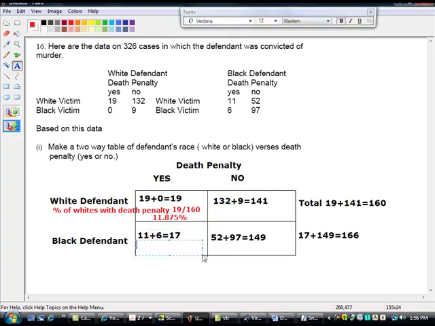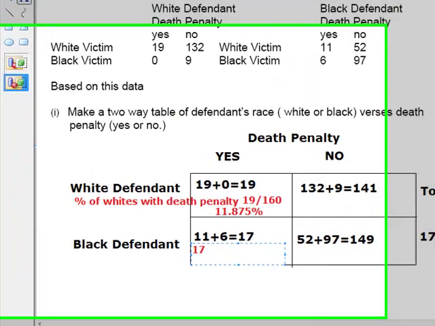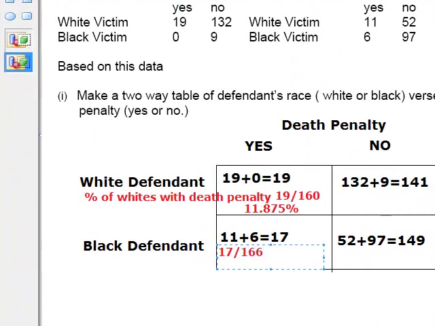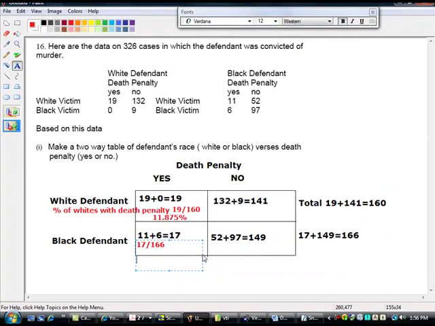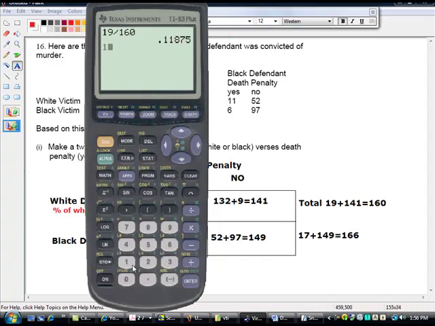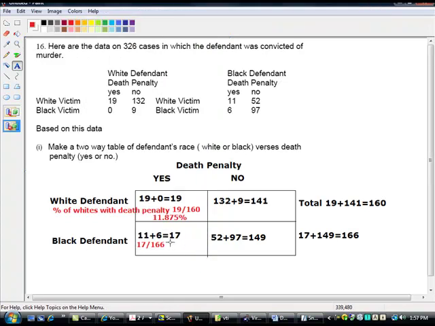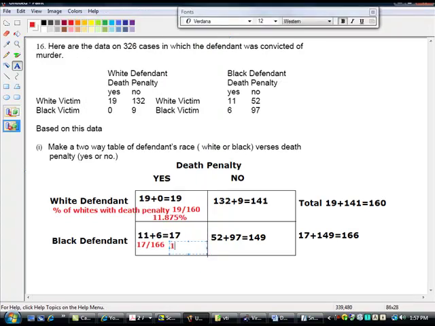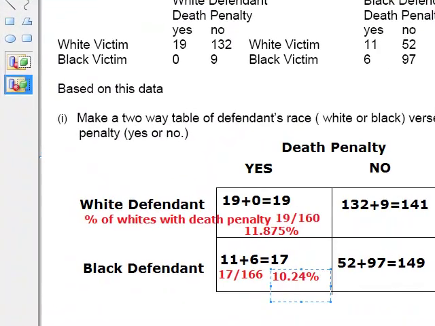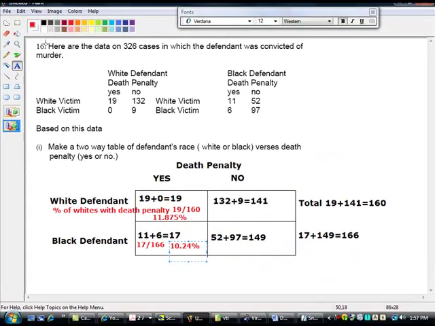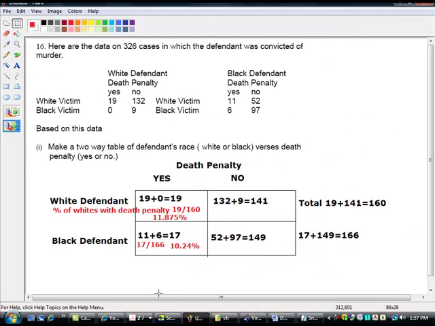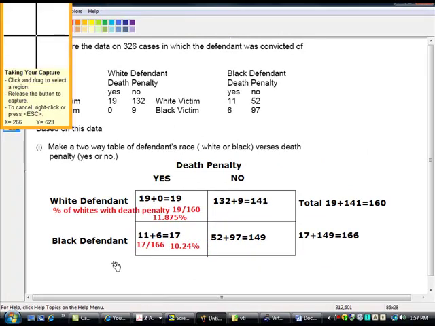What do we get? 17 divided by 166. Okay. Which will make it what kind of percentage? Let's check. Quickly, we can do it. 10.24, right? So 10.24%. Makes sense? Are we clear on this? So we answered this portion here, right? Okay.